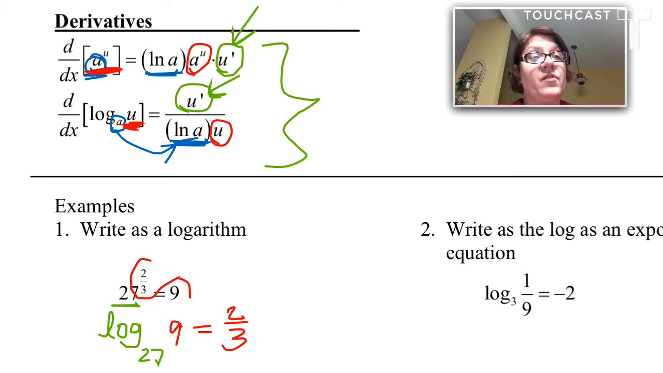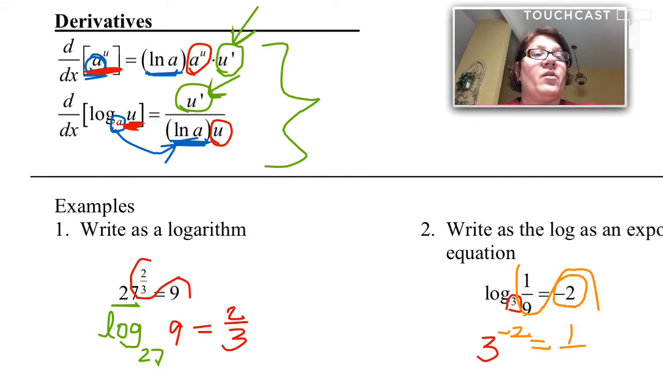So what's the base? Oh, there it is. And again, these two trade places. So the -2 is the exponent, and the 1/9 goes off to the other side. That's probably the easiest way to remember. Again, that's just a matter of practice. We could sit and do these all day long practicing. If you need more practice, just do some easy ones.